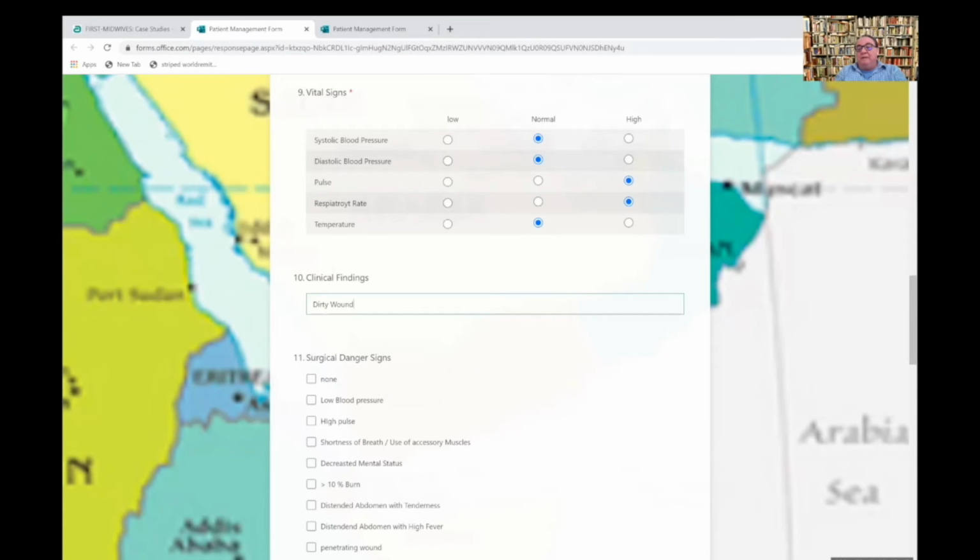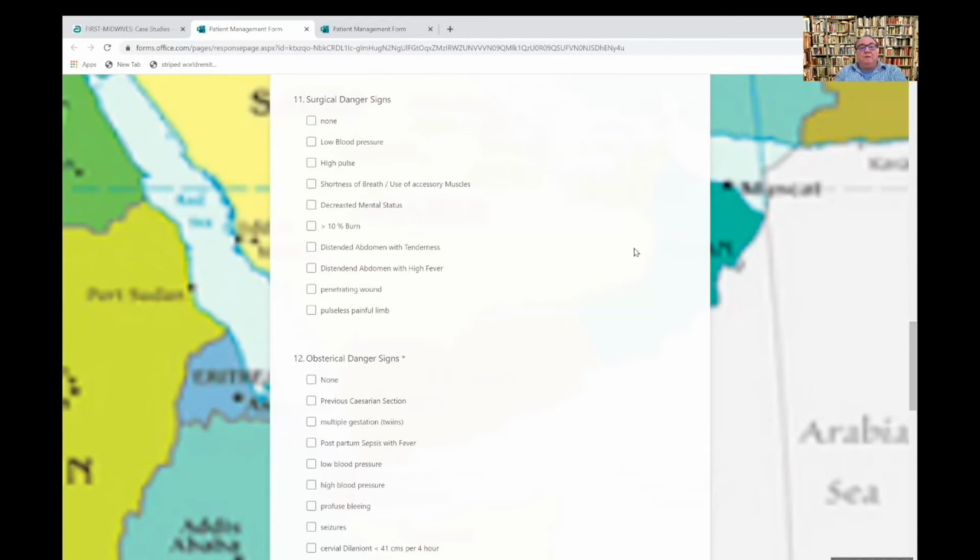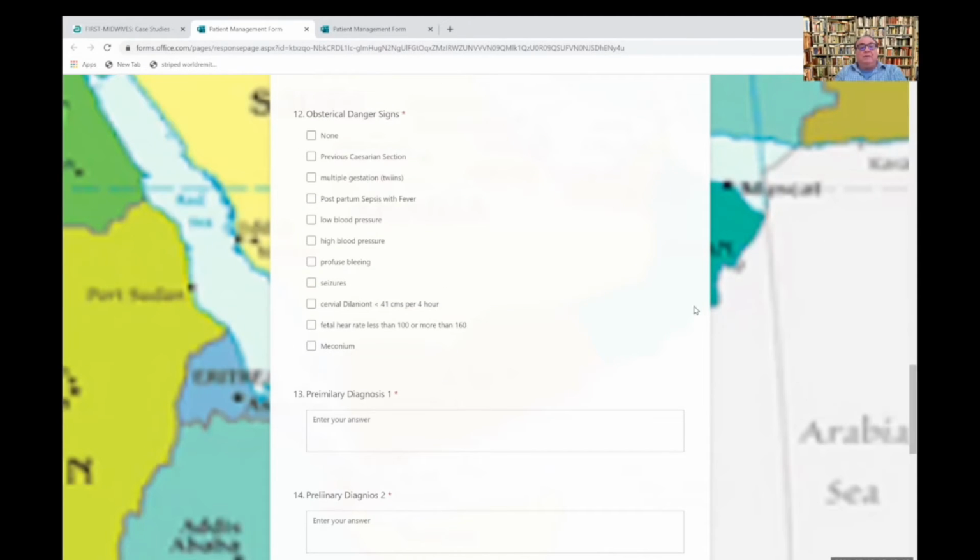So let's see if there are any surgical danger signs. Blood pressure's okay. She had a high pulse. She's not really short of breath, just a bit of a tachypnea. Mental status is okay. Her abdomen is okay. It's really a penetrating wound, although the limb is likely to be painful. She's a 20-year-old mother, but she has no obstetrical danger signs or symptoms.